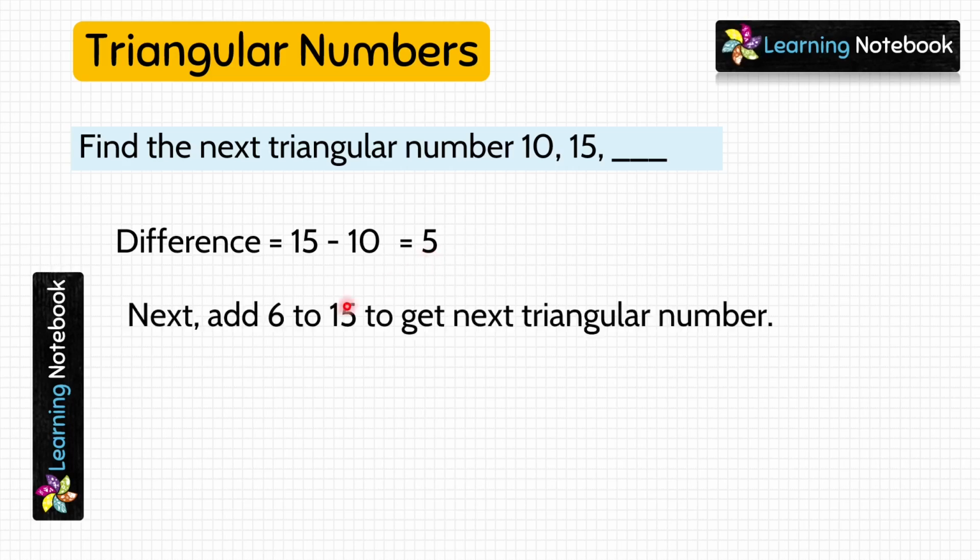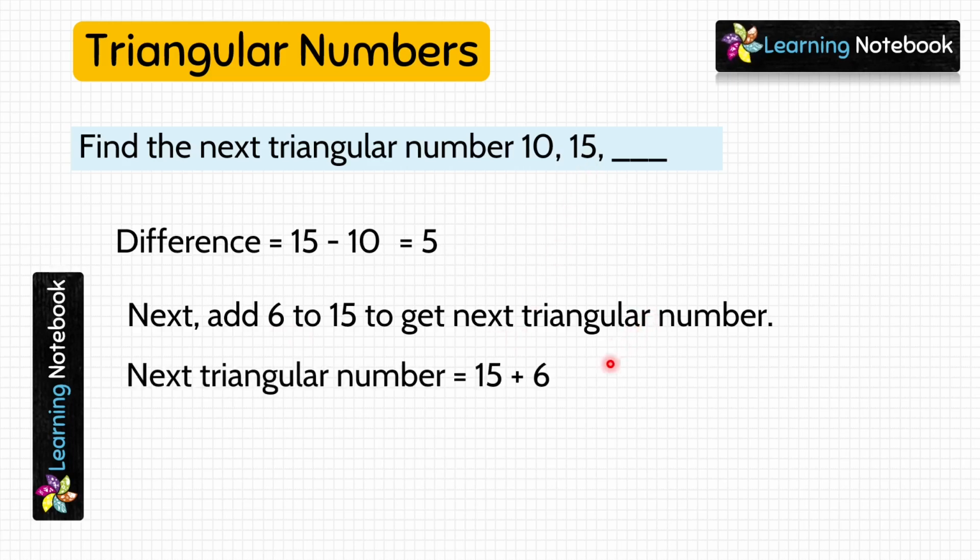In the next step, we will add this 6 to 15, to this triangular number, to get the next triangular number. So 15 plus 6 equals 21. So this is our answer. The next triangular number is 21.